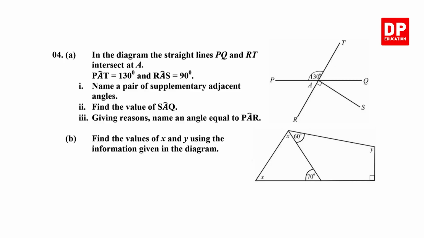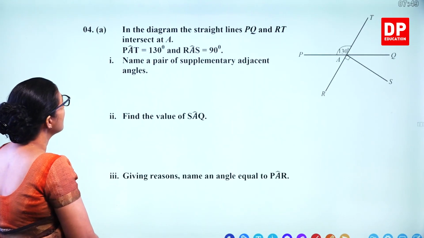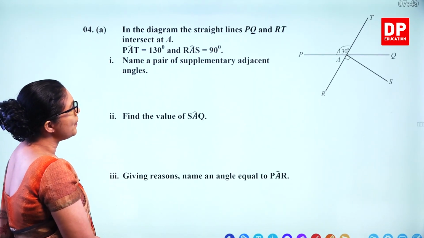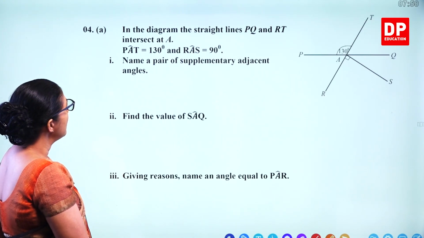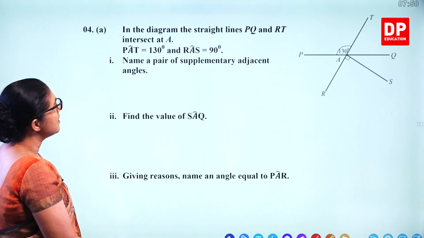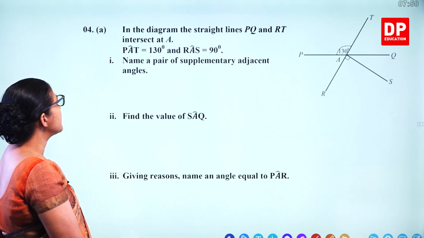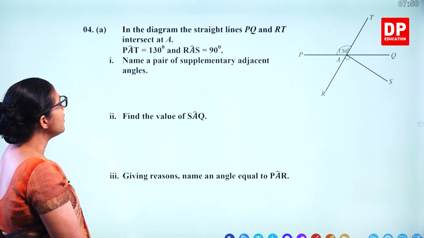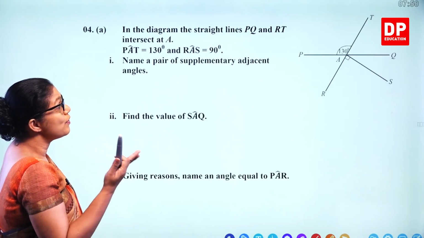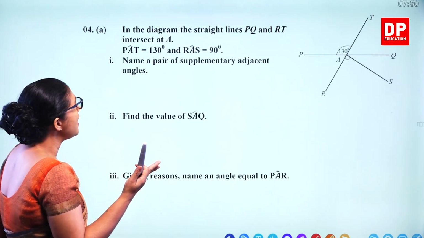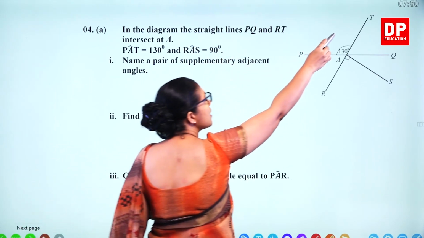Question number 4. These are about angles. In the diagram, the straight lines PQ and RT intersect at A. PAT angle is 130 and RAS angle is given 90 degrees. Name a pair of supplementary adjacent angles. Adjacent means next to each other and the sum, the total is 180. Supplementary means 180. So that becomes a straight line.